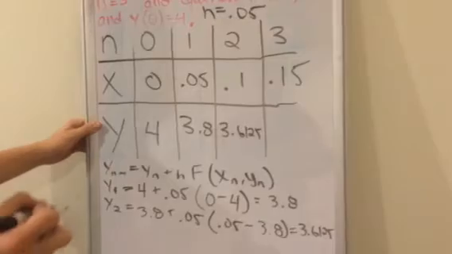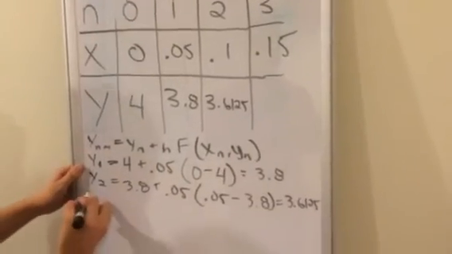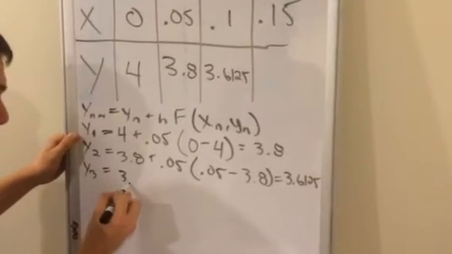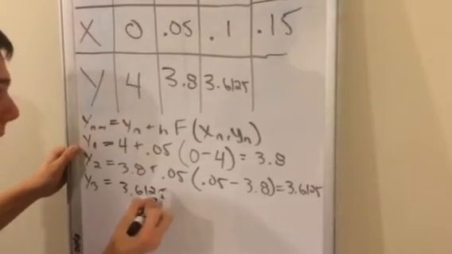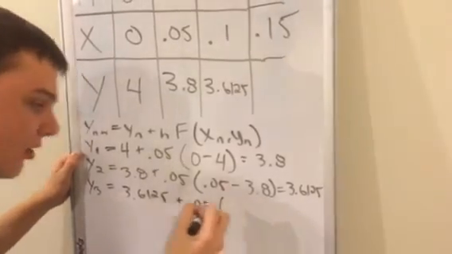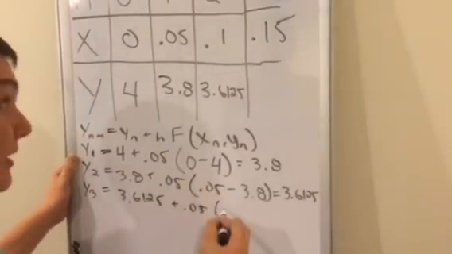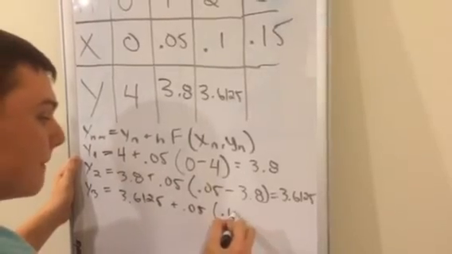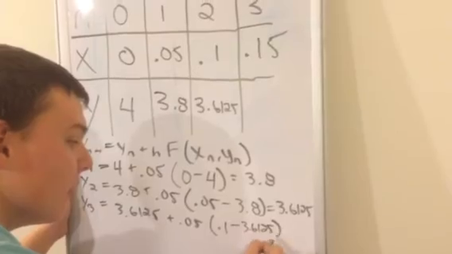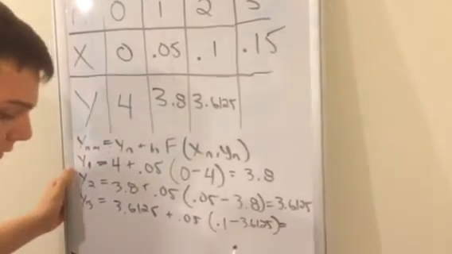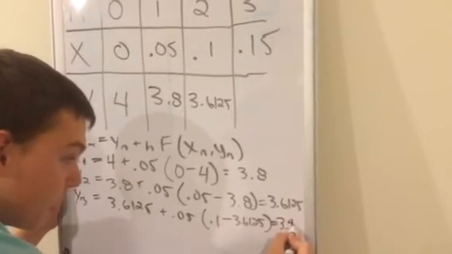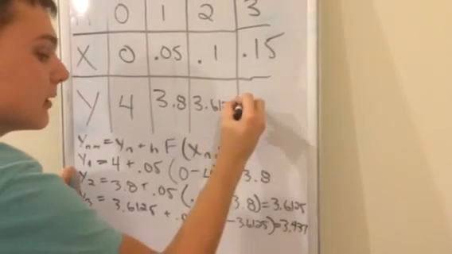For our final point, we repeat the process yet again. For when n equals 3, we have 3.6125 plus 0.05, times our slope, which would be 0.1 minus 3.6125, which will equal about 3.437.